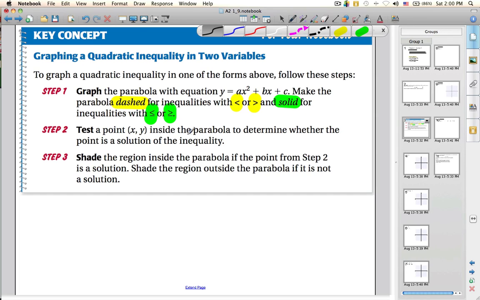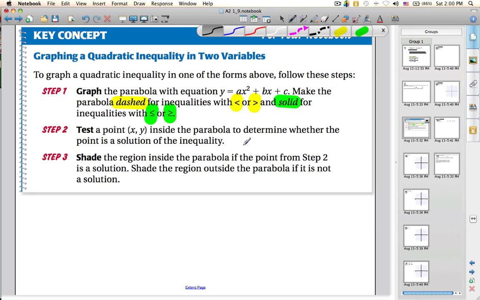The next step would be to test a point inside the parabola to determine whether the point is a solution of the inequality. Now, in fairness, if you test a point that's inside the parabola, you would then want to relate it to whether or not you shaded inside or outside the parabola, and it should either succeed or fail. So what you might want to do is test a point in the solution area as opposed to inside the parabola. But typically I like to test (0, 0) and just know where it needs to go because it's the simplest point to test.